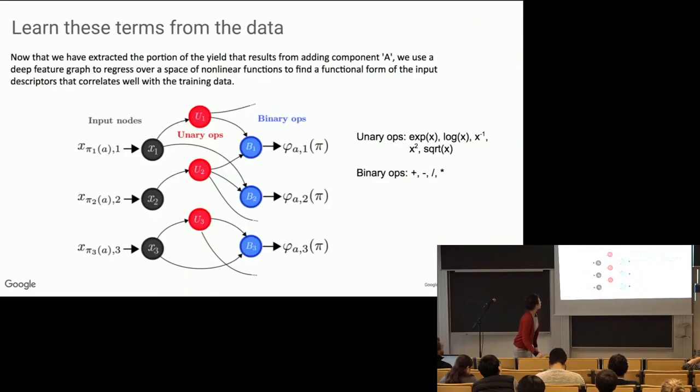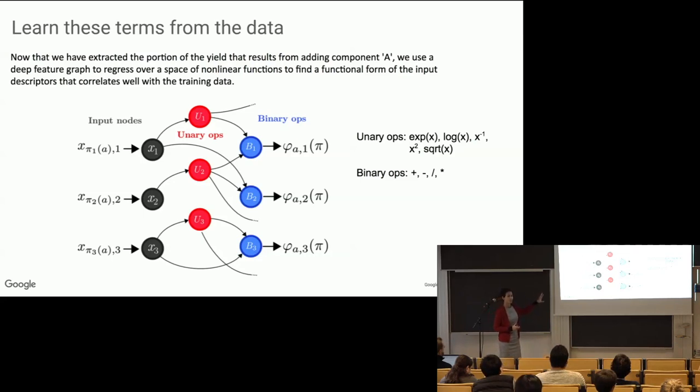So once we've done all that, we need to learn these terms from the data. If I'm interested in the boronic ester in particular, I'm going to take the partial yield, which is just caused by that boronic ester, and I'm going to try and regress it against the data. And because I have so little data, I'm going to use a functional regression approach, where I construct a graph of single variable and paired variable terms. And I'm going to use that graph to explore a space of nonlinear functions to find a functional form of the input descriptors that correlates well with the training data.